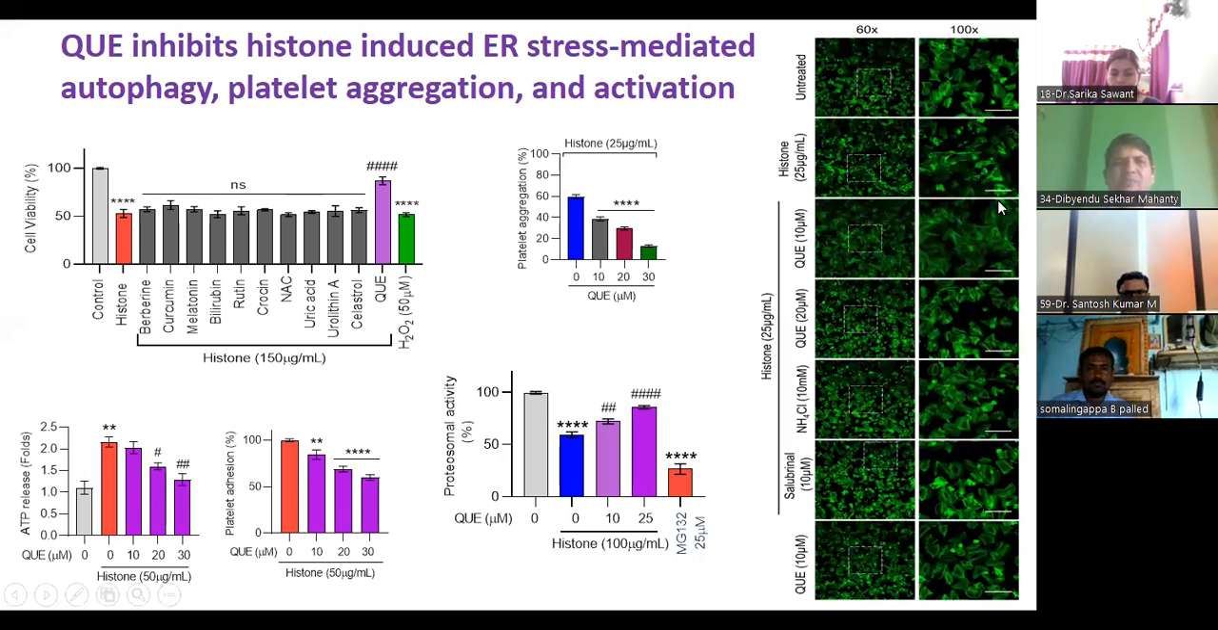In order to confirm further, we did confocal imaging of platelets in presence of different inhibitors as well as quercetin. And you can see in presence of quercetin, there is a significant restoration of platelet function. In case of salubrinal also, as well as ammonium chloride also, these two are inhibitors of autophagy. So in case of histone alone, there is a significant change in the morphology of platelets. This data clearly suggests quercetin is curbing histone-induced toxicity towards platelets. So these are the data related to in vitro.